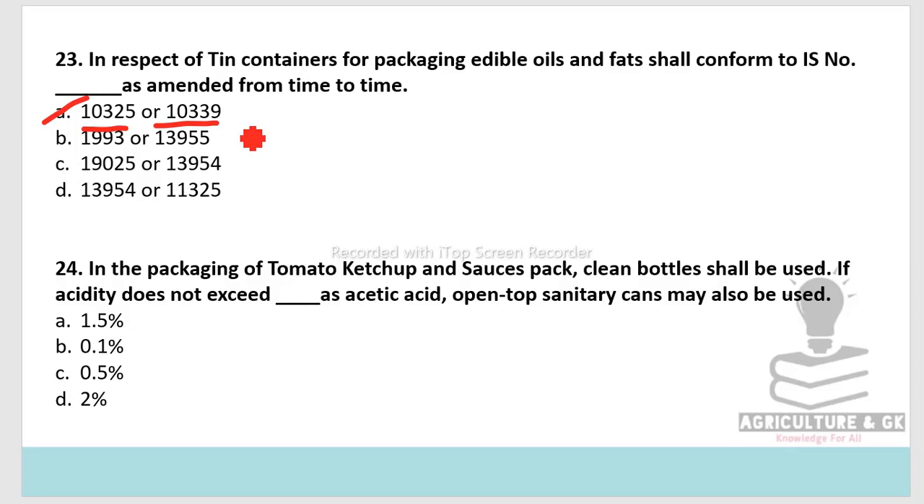So what is the acidity level? It is 0.5%. If acidity does not exceed 0.5% as acetic acid, open top sanitary cans may also be used. So our answer will be option C, 0.5%.